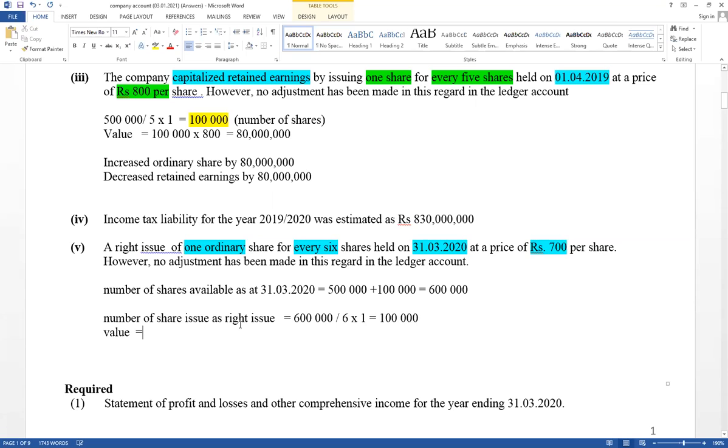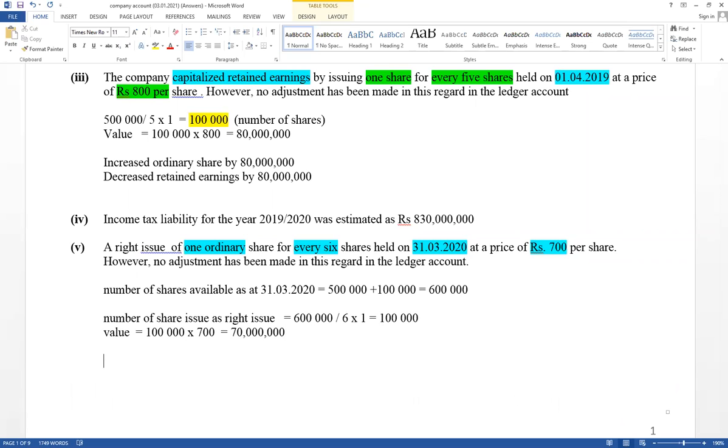But value should be recorded. Per share price is given 700. Therefore, number of shares issued as right issue 100,000. Per share price equals 700. Therefore, value equals 70 million. Right issue means company issues shares to the existing shareholders for cash. Therefore, think about net impact. It is effect for cash increase. Cash increased by 70 million.